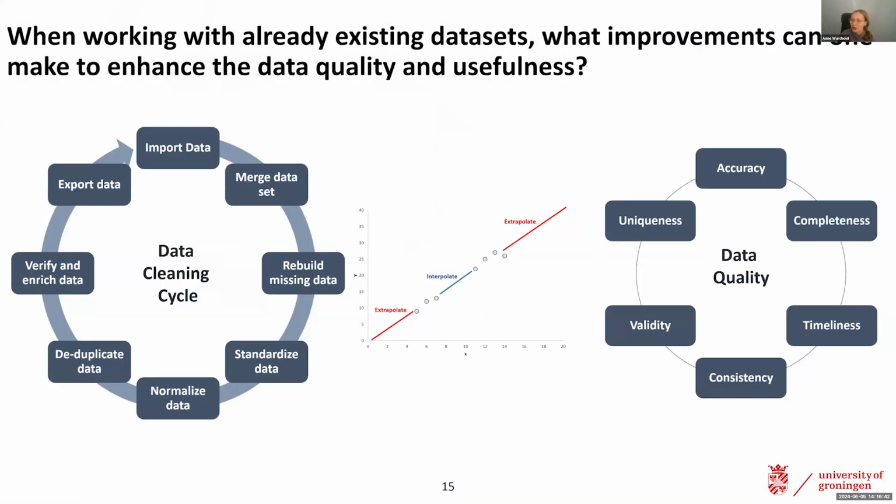As I said, when working with data, you need to check the data quality. Is it useful for the purpose you have? And there are certain ways to improve data. You can merge data sets, for example. You can rebuild missing data by extrapolating or interpolating. You can standardize data, normalize data. You can deduplicate data. All these kinds of things to verify and enrich your data, which is really needed if you want to go for a statistical analysis.